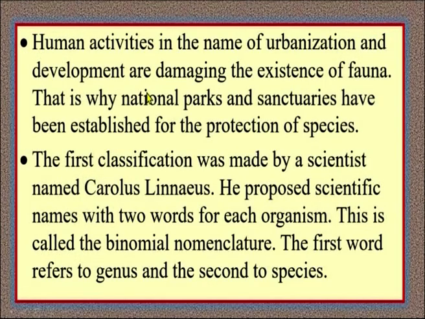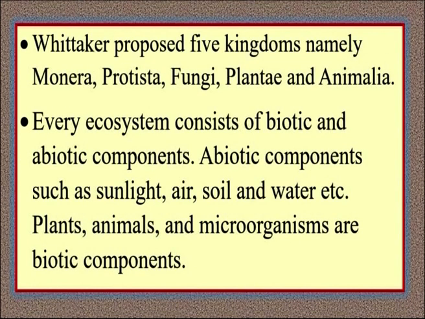Human activities in the name of urbanization and development are damaging the existence of fauna. That is why national parks and sanctuaries have been established for the protection of species. The first classification was made by a scientist named Carolus Linnaeus. He proposed scientific names with 2 words for each organism. This is called binomial nomenclature. The first word refers to genus and the second to species. Whittaker proposed 5 kingdoms, namely Monera, Protista, Fungi, Plantae and Animalia.